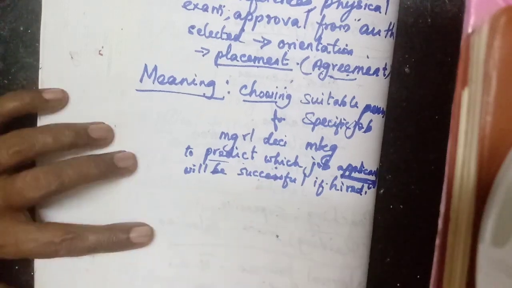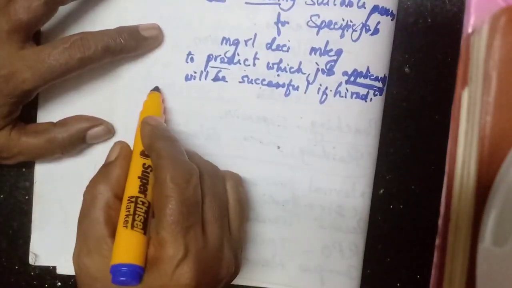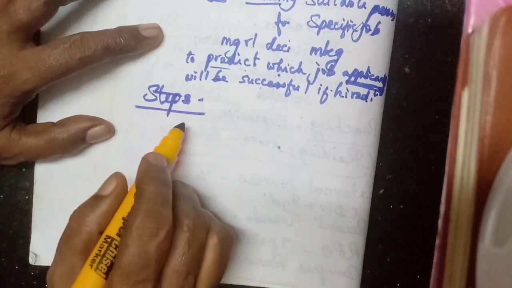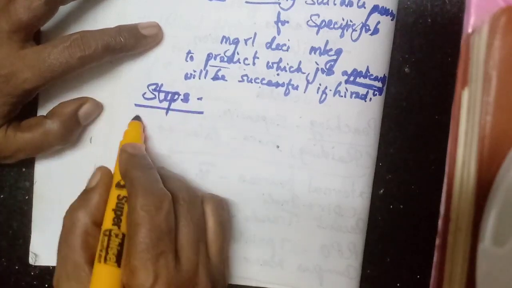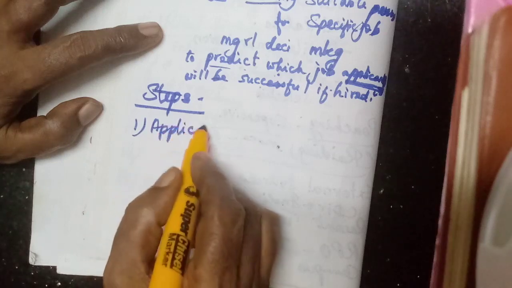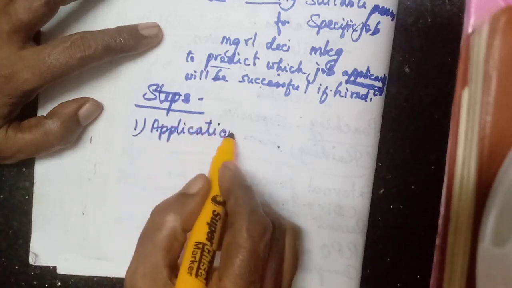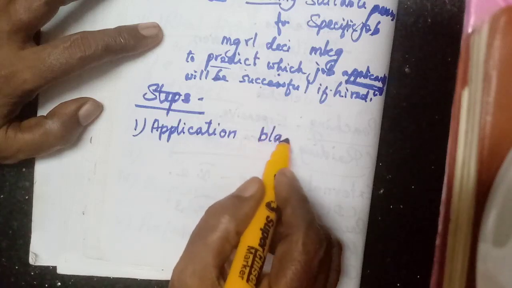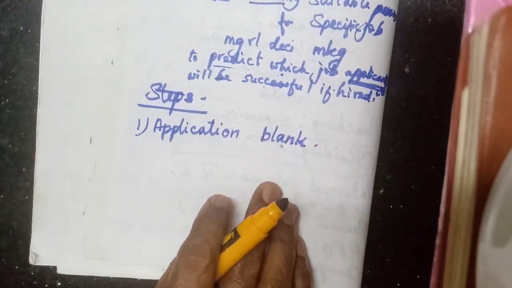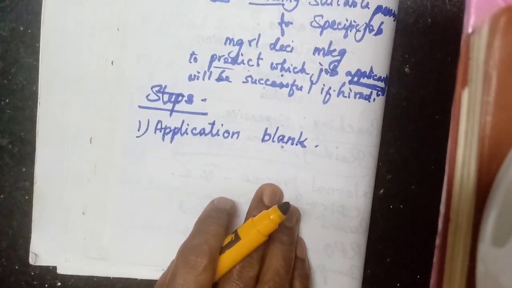Now we will learn about the steps in the selection process. We will learn in detail. In the beginning we studied the application. The first one is called the application blank. Many steps are there. Six steps are available in the selection process.